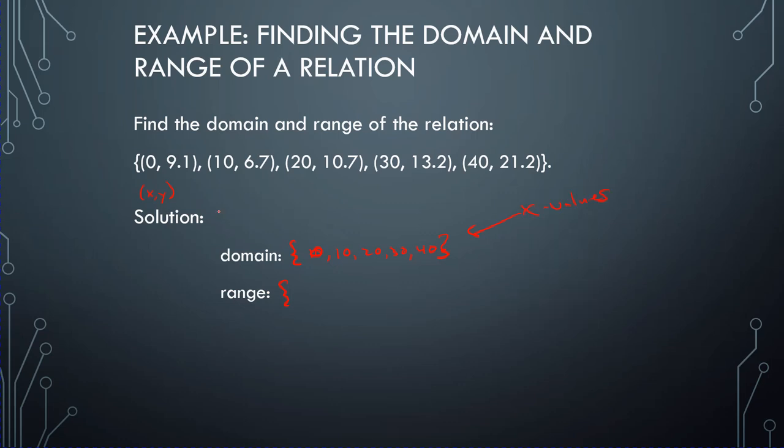All right, so it looks like 9.1, 6.7, 10.7, 13.2, and 21.2. Okay, these are the y values. Now, you generally do not have to put this in order with each other. Okay, so generally when you're gonna have this set, I'm gonna arrange this from lowest to highest, ascending order.